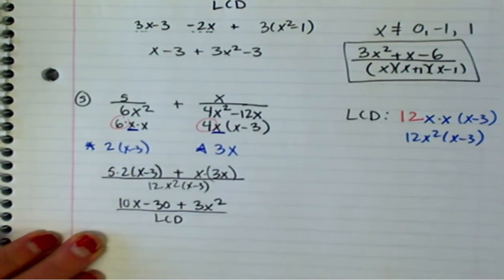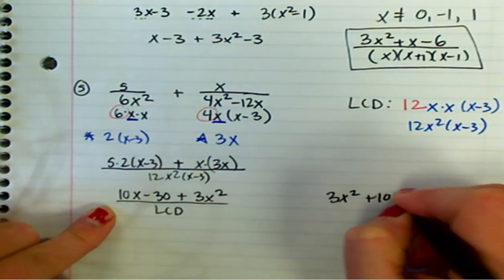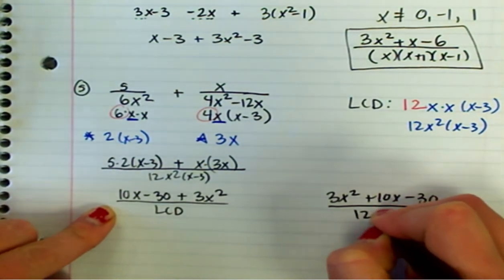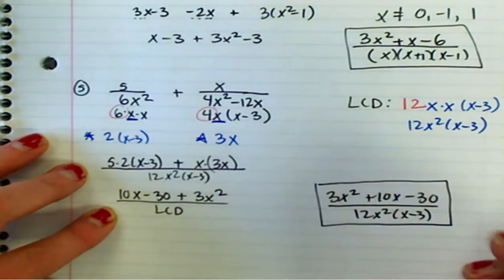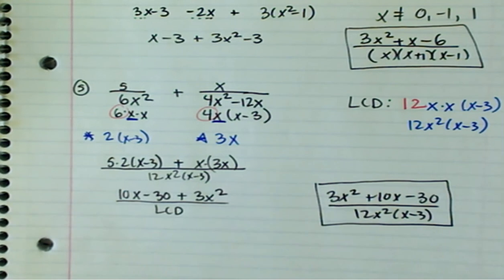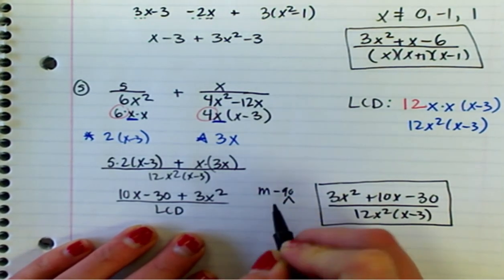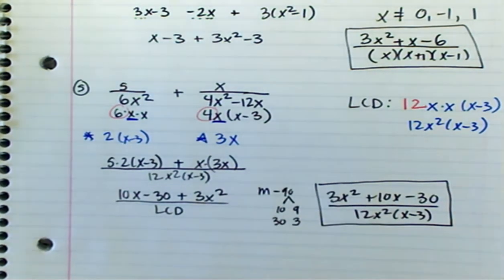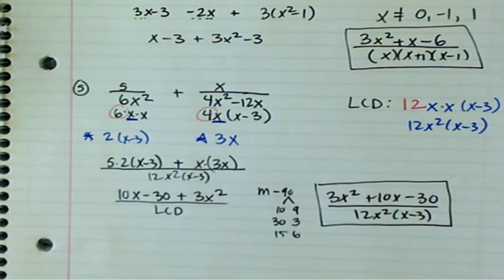You should put it in standard form. And so my answer, I should write it: over 12x squared (x minus 3). You could try and reduce, but I noticed that the numerator doesn't factor. I kind of already checked, multiply to negative 90 and add to 10. I don't think I can get anything that works.